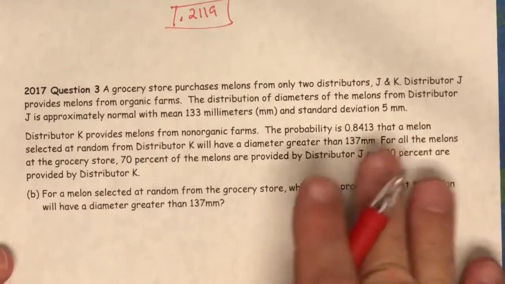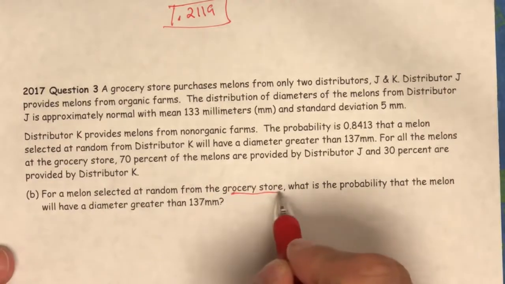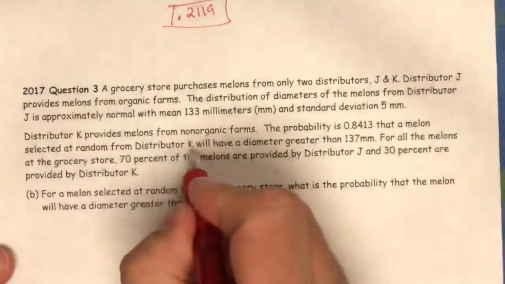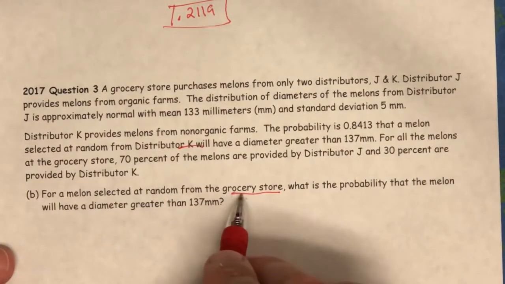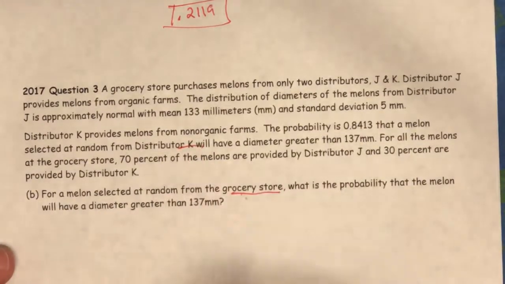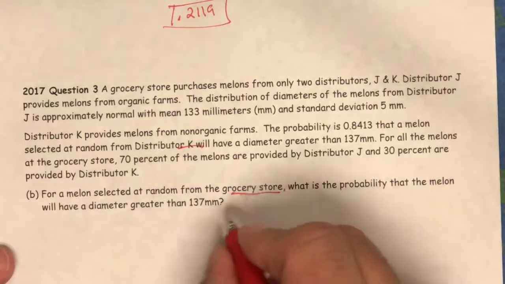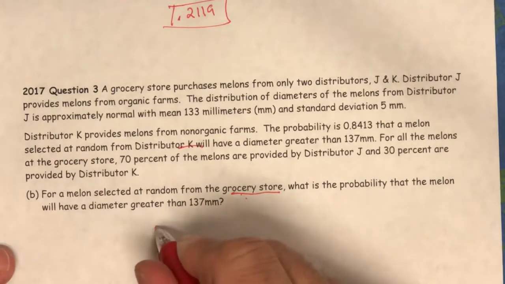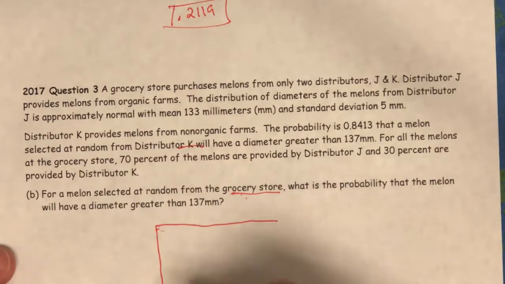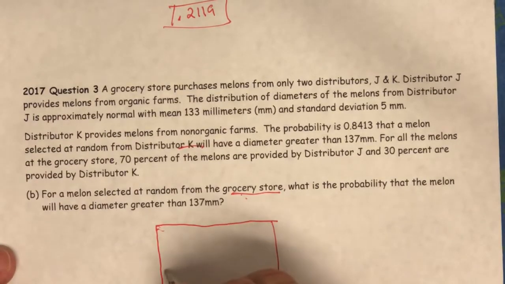All right, part B says, for a melon selected at random from the grocery store. The problem here is we have two distributors to the grocery store, K or J, and we don't know which one the melon is drawn from. And I still want the probability that it's greater than 137. So we basically have two categorical variables. We have the diameter of the melon, and then we also have the distributor.